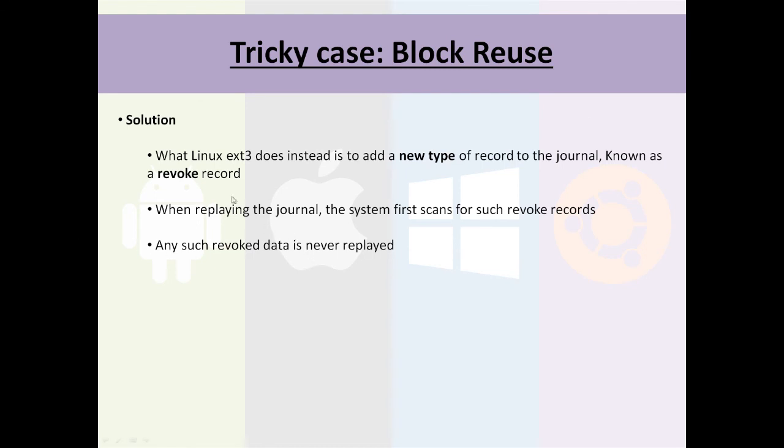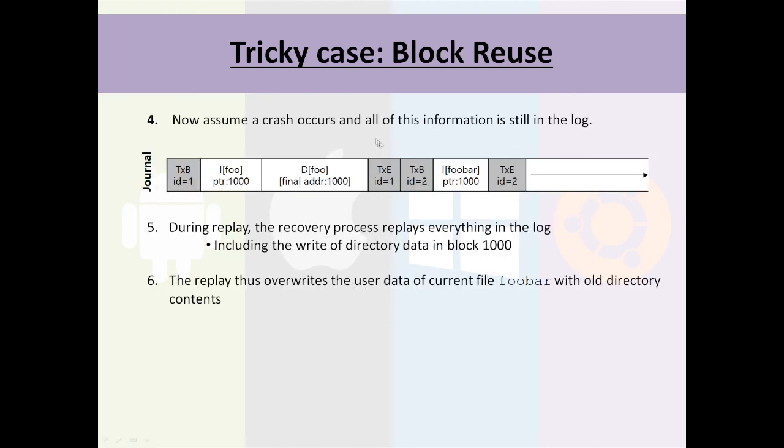So the solution, in terms of the Linux file system that we've been working with today, is that it adds a new type of record to the journal known as a revoke record. And when replaying the journal, the system first scans for such revoke records, and any such revoked data is never replayed. So for this one, there would have been a revoke for this, and it would never be replayed.